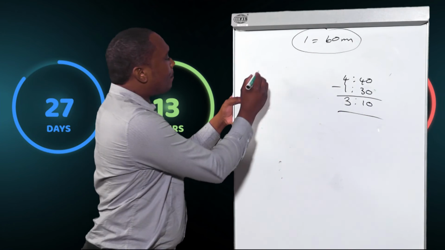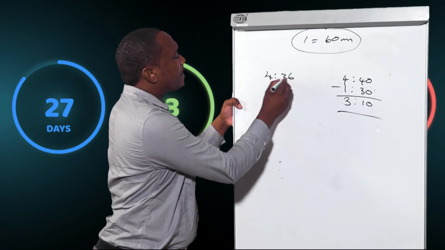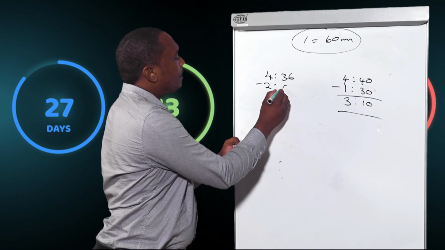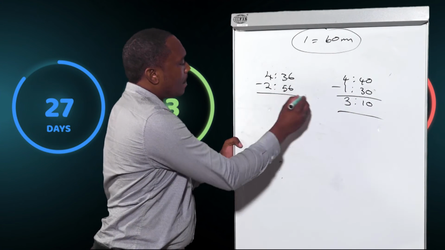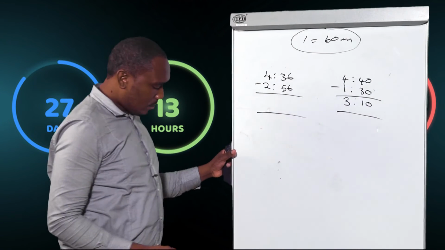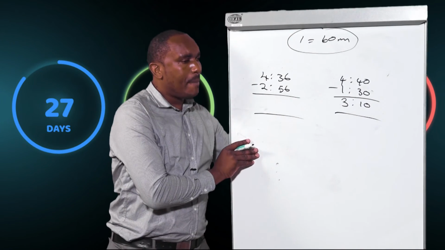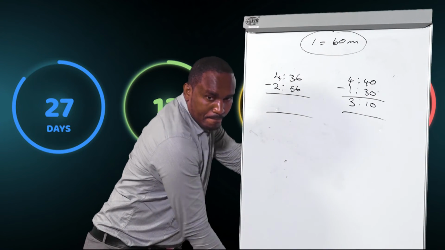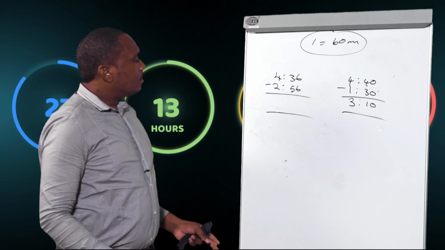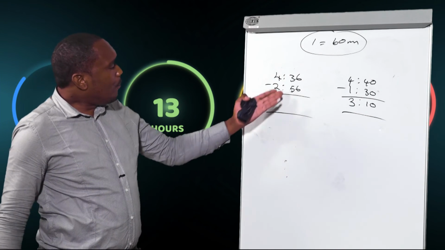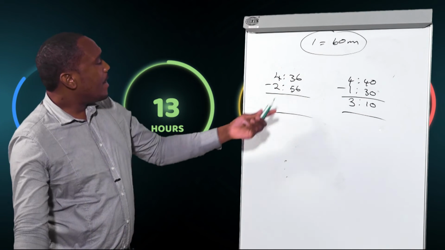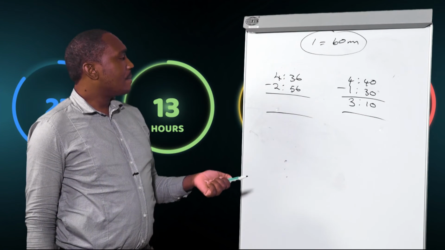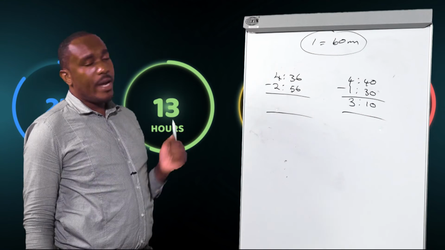Okay, so let's have 4 hours 36 minutes subtract 2 hours 56 minutes there. How can we go about this one? If you look at this one, you'd find that there is a smaller number, 36 is smaller than 56. So how do we do it?